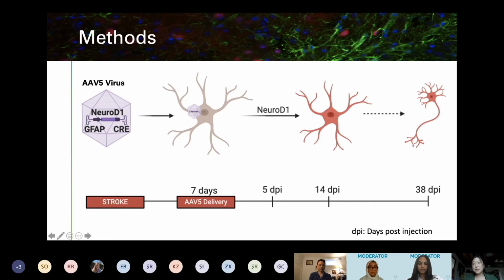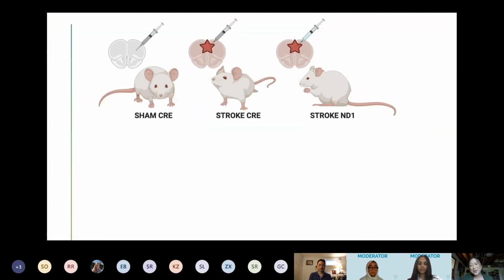Once this has been successfully delivered and expressed, the cell is going to be marked with a permanent fluorescent protein that lights up red, and that's how we're going to know that the cell has been transduced by the virus. On the bottom here, I have a little timeline. We're giving the virus 7 days post-stroke, and then we're looking at various time points after to see what's happening. We have 3 experimental groups.